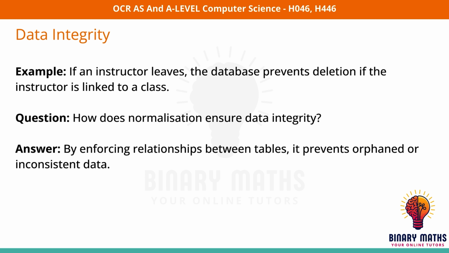Normalization ensures data integrity. For example, if an instructor leaves, the database won't allow their record to be deleted if they're still linked to a class. This prevents orphaned data and ensures consistency.